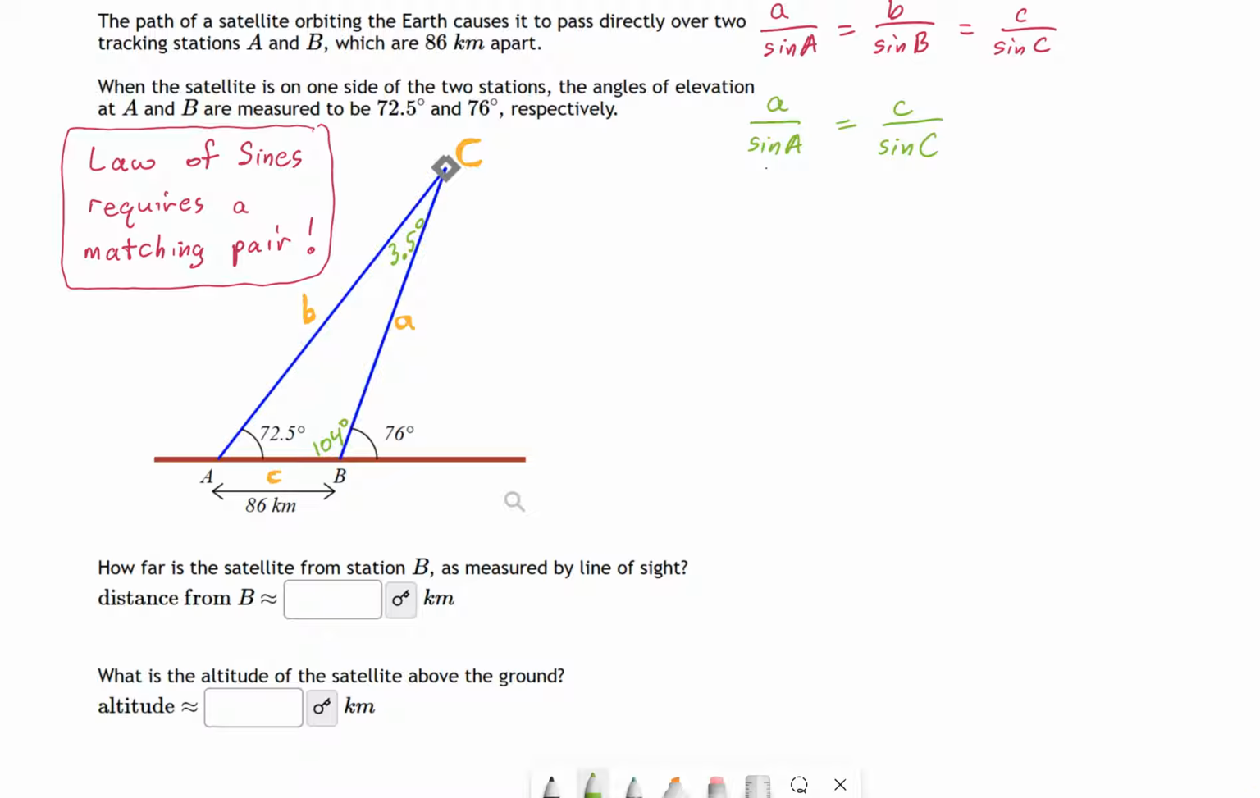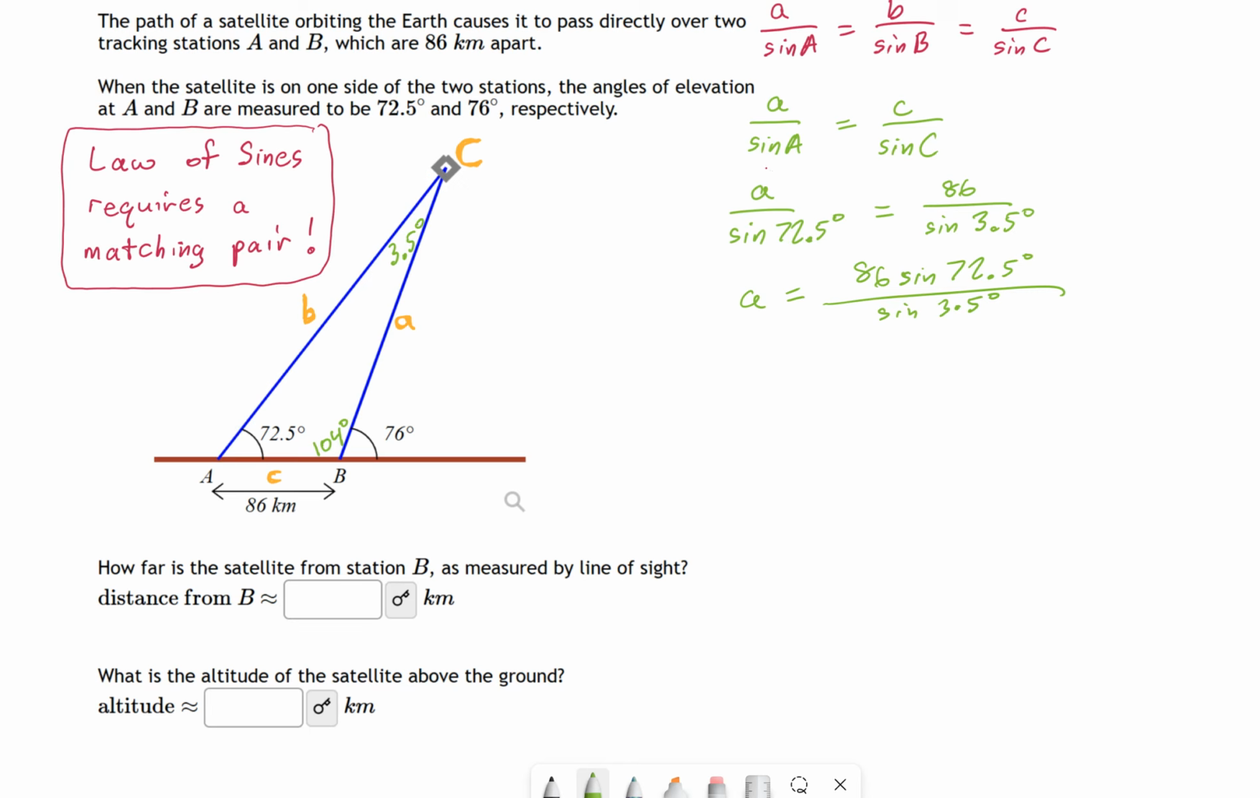So plug in the things you don't know and you know. So that's A over sine of 72.5 degrees equals C, which is 86 kilometers, divided by sine of 3.5 degrees. Okay, and now a little algebra, and we're going to have our answer pretty quick. We multiply the sine 72.5 over, so we'll get 86 sine 72.5 degrees right there, divided by sine of 3.5 degrees. And now plug that into your calculator.